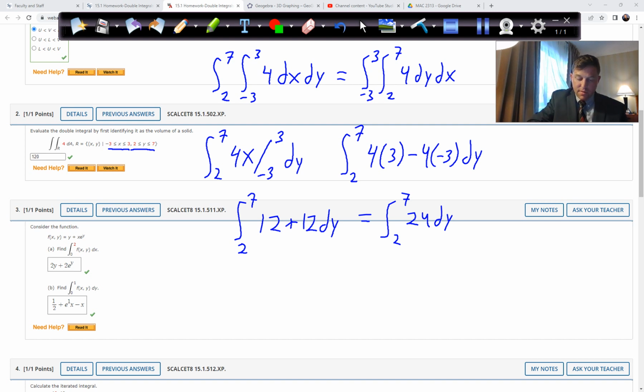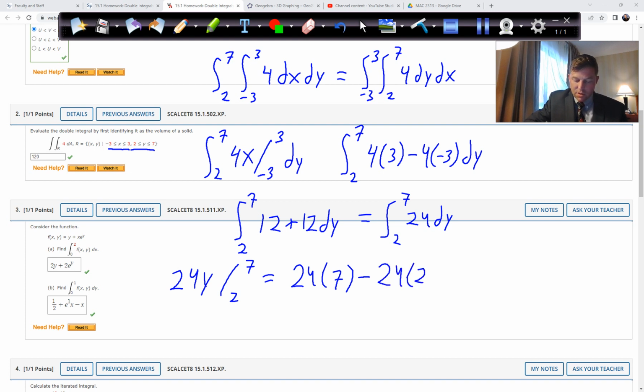And the antiderivative of 24 would be 24y, and we're evaluating it from 2 to 7. So that's going to be 24 replace y with 7 minus 24 replace y with 2. And if you do that, you should get 120, which is what we have right there. Okay, so that would be problem number 2.